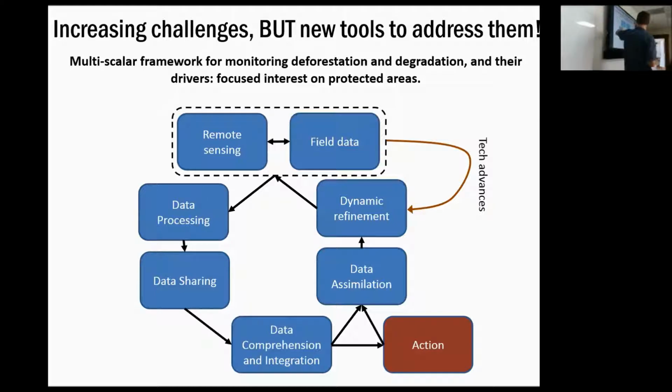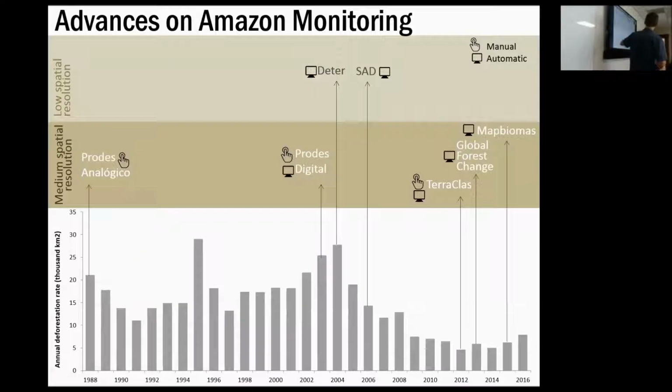Processing, and he's going to be getting into that cloud versus technicians in the field. How do you share that data? How do you have the people who are going to use it comprehend and then integrate it into action in the field? And then how does all of the lessons learned here get assimilated to dynamically refine this approach, including the new technological advancements and availabilities that we have every day to continue this cycle? So how does this work?